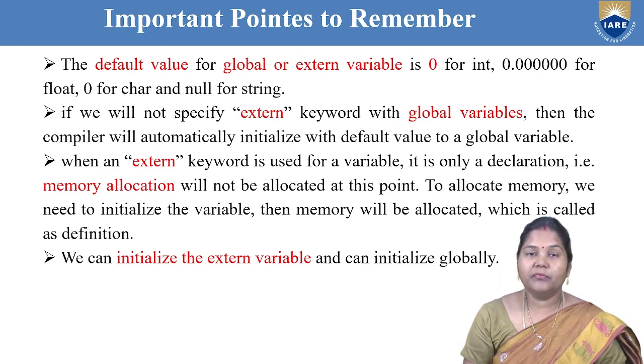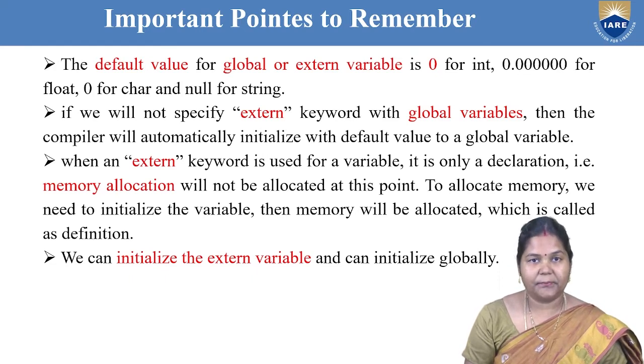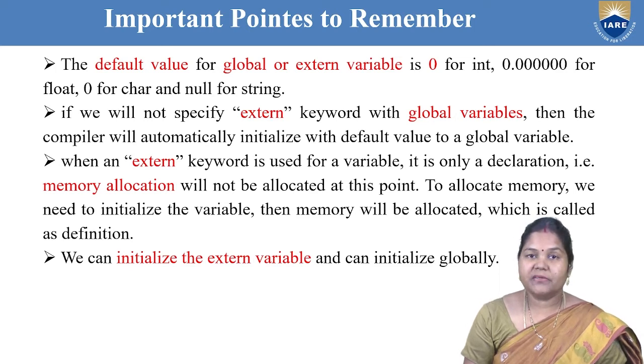So these are the default values, so you need not initialize if you are declaring a variable to be of extern type. Next, if you do not specify the word extern for the global variables, then the compiler will automatically initialize the default value to 0 for a global variable. That means if you declare a variable of type global without using the keyword extern, the compiler will automatically initialize it with a default value of 0.